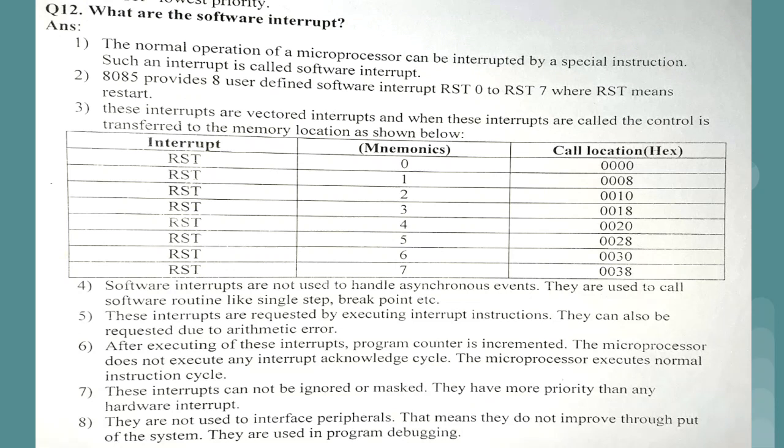Then we have learned the software interrupts. In total we have 8 software interrupts from RST 0 to RST 7, where RST stands for restart. These are also vectored interrupts, meaning when this particular type of interrupt occurs, we will move to a memory location like 0000, then 0008. We will jump to all such memory locations, and all these are types of software interrupt.